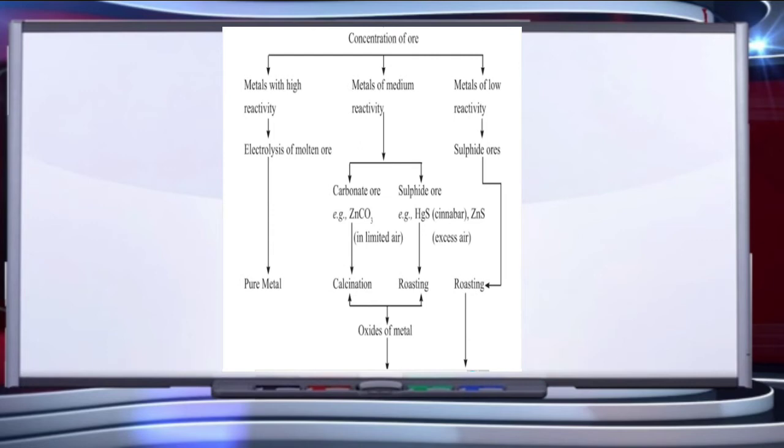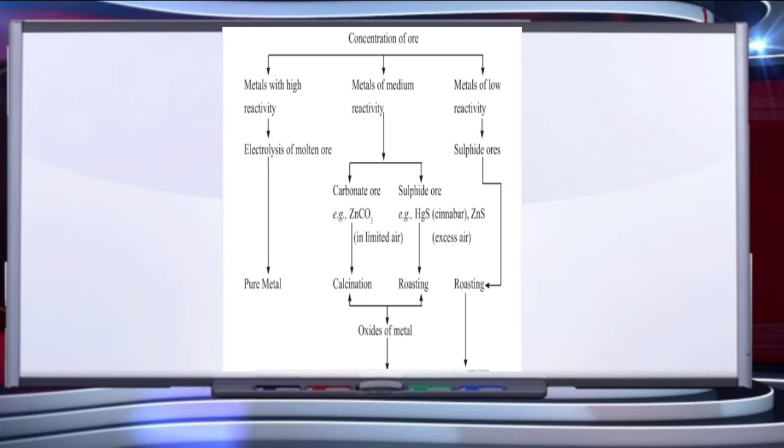Now children, in the middle part of the flow chart, the metals belong to the medium reactivity series. In such a case, we can have three types of ores present: oxide ore, carbonate ore, and sulfide ore. If the ore is oxide ore, then we have to reduce the metal, and then after refining of the metal we will get the pure metal. If the ore is carbonate ore, then we have to do the calcination for it. After calcination, we get the oxide of the metal. Again, the reduction of the metal will be done, and at the last we have to do the refining of the metal to get the pure metal.